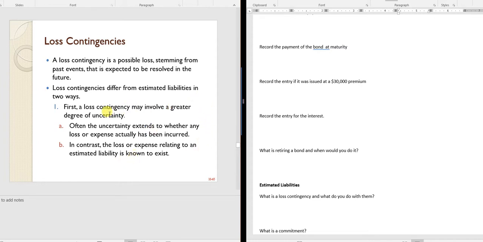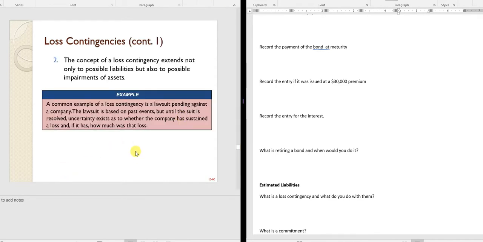Some other loss contingencies, again, notice they're going into great detail. In contrast, the loss or expense related to an estimated liability is known to exist. So you could say the lawsuit is an estimated liability because we know that it exists. However, if we don't know it exists, we call it a loss contingency. I think they're splitting hairs a little bit on the difference between the two. Another loss contingency is potential EPA liability. Let's say that we do discharge pollutants in the Mississippi River, and I had a leak, and so I know I have a loss contingency there to determine.